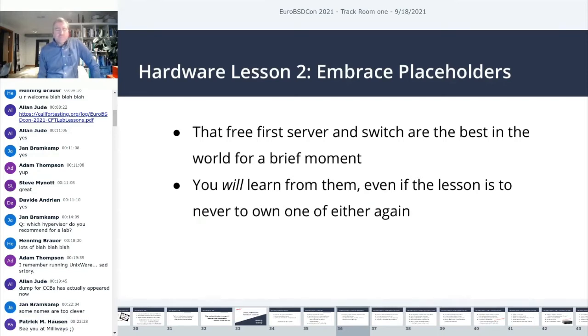From there, placeholders are just fine. If you want a server rack, a bunch of free servers from colleagues stacked up and thrown together will teach you something. It may teach you that you never want that damn model again because it needed firmware that's unobtainable and it's expensive and it's loud and your power bill went nuts, but you'll learn something. So please learn.